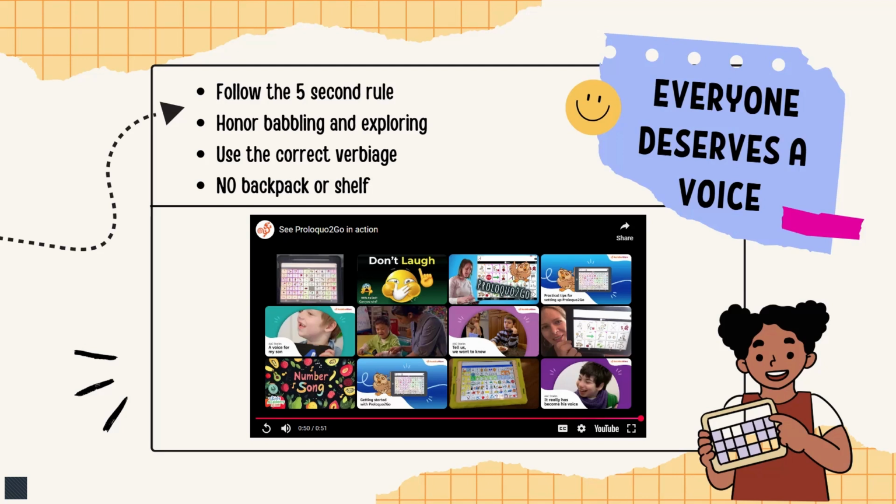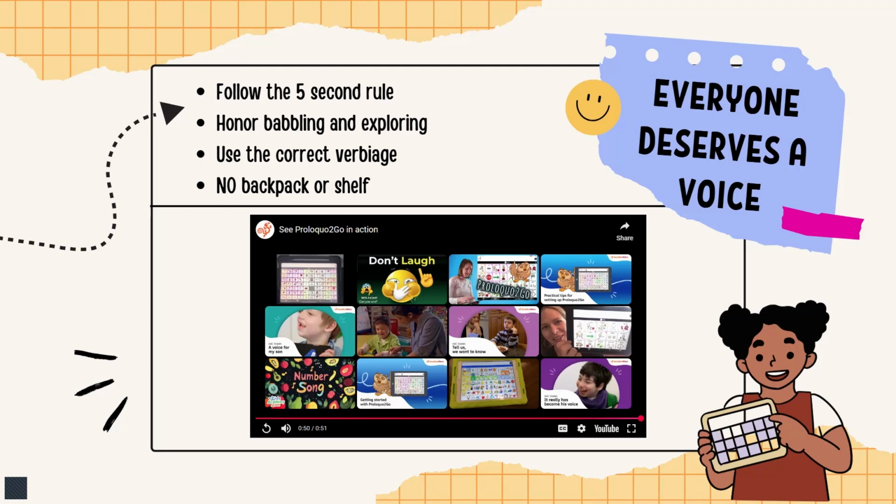Use the correct verbiage in relation to their devices. Instead of calling it their tablet or their iPad, we're going to call it their talker, their voice, their AAC. We're going to give it autonomy. We're going to give it to be a part of them so that they can say, "Oh, this is my voice and how I communicate."